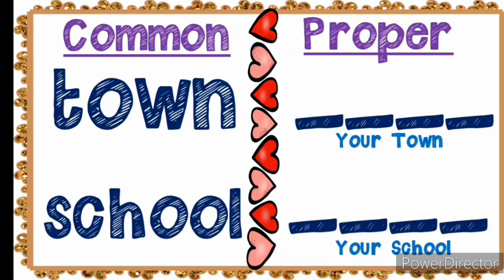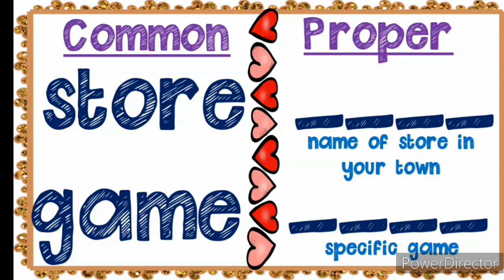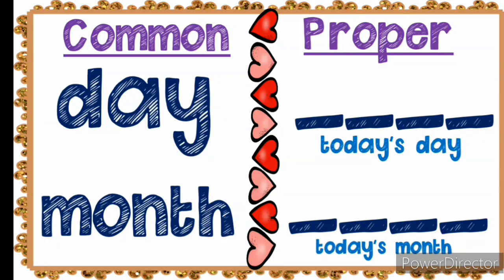Now, let's look at common. We have town and we have school. But proper noun could be a name of your town or your school. For instance, the name of your town might be Betty Town, while your school is called what? Cogs. So you see, proper noun is the name of your town or your school. Now we have common noun, store, and game. But proper noun should be the name of a store in your town or a specific game. Common noun, day and months, but proper is what? Today's day and today's month.